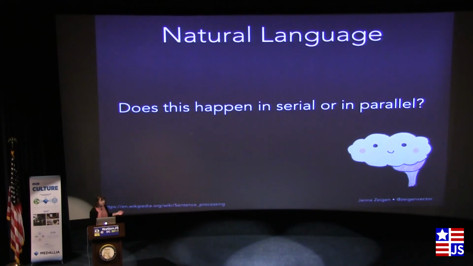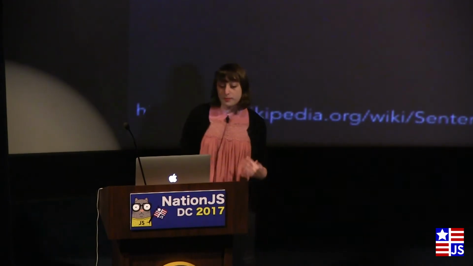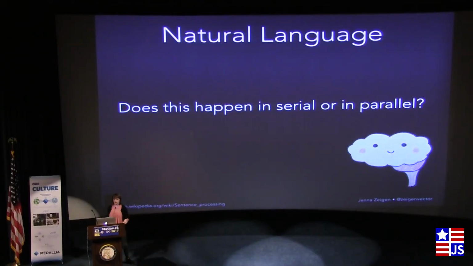Also, we don't know if this happens in serial or in parallel. In a serial account, only one interpretation is constructed at a time, and then another is only constructed if the first turns out to be wrong. In parallel models, all the interpretations are constructed and then looped through in order of plausibility until one that fits is entertained.